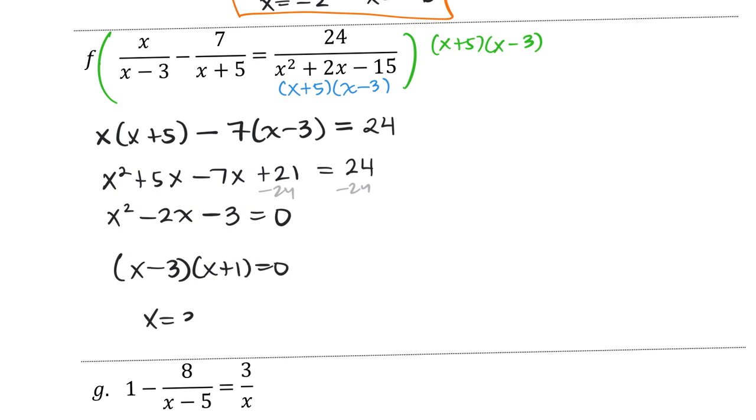I get x is 3 and x is negative 1. I check my domain. X cannot be positive 3, which means this is no good. And x cannot be negative 5. So this one's okay. Okay, one more problem.